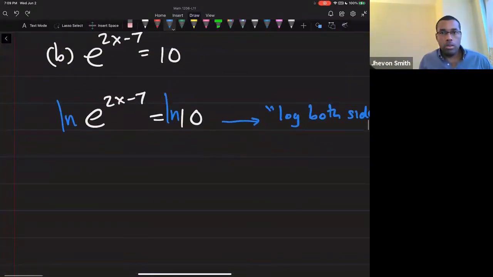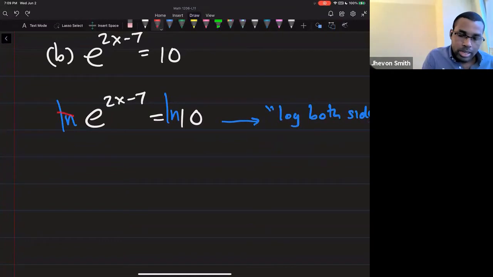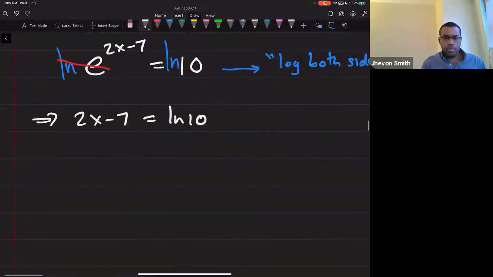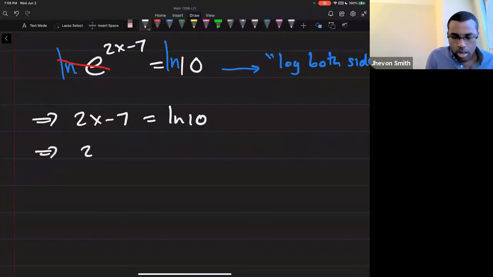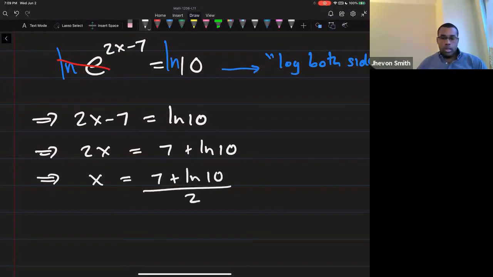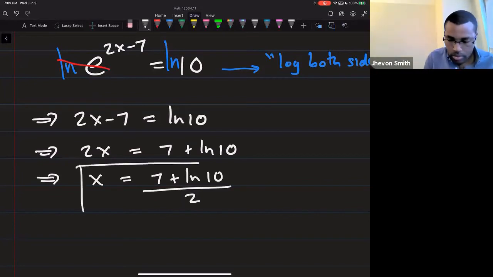Use a logarithm. You do that, and these guys would immediately cancel. So you just get 2x minus 7 on this side and ln of 10 on that side. And so you can add 7 to both sides and then divide both sides by 2. And that's your answer.